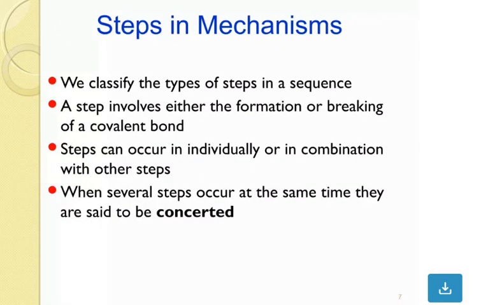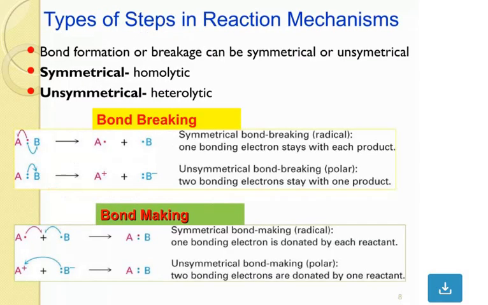So, steps in a mechanism. We classify the types of steps in a sequence. A step involves either the formation or breaking of a covalent bond. Steps can occur individually or in combination with other steps. When several steps occur at the same time, they are said to be concerted. So, types of steps in reaction mechanisms.